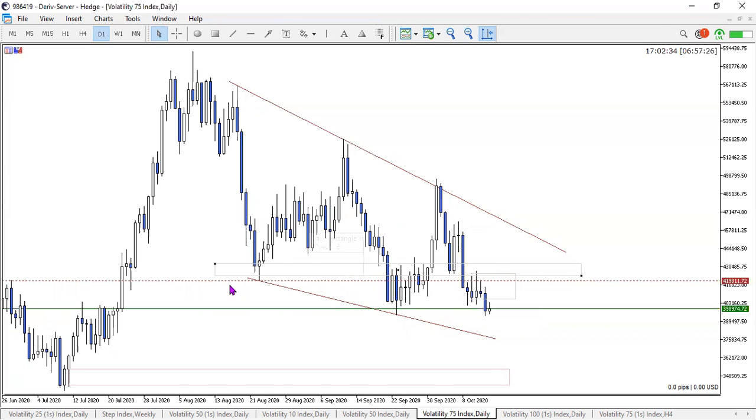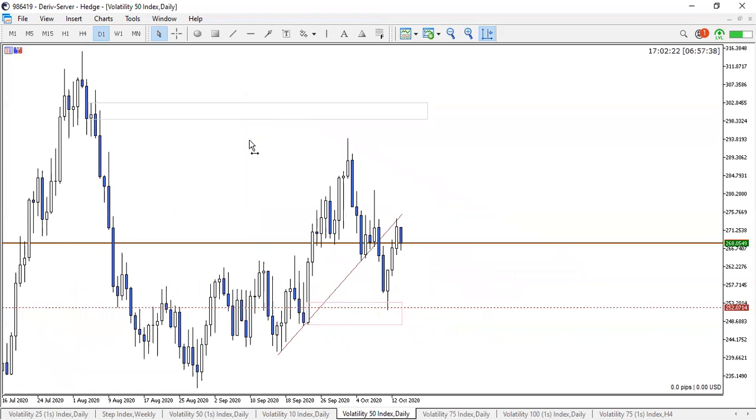So this is a really, really key level at the moment. You know, price is currently respecting this level. So we are looking to see it continue to respect this level and push this market back to the downside. So that's my outlook on volatility 75.